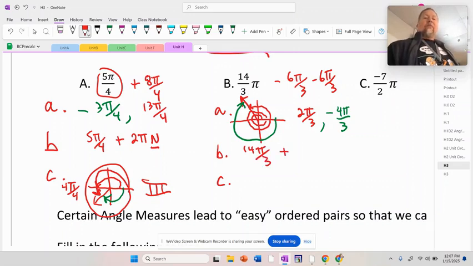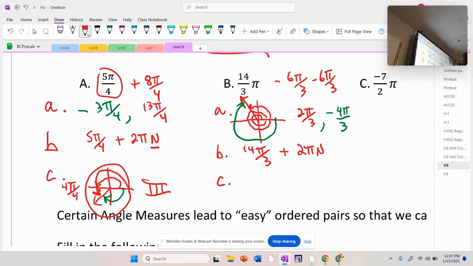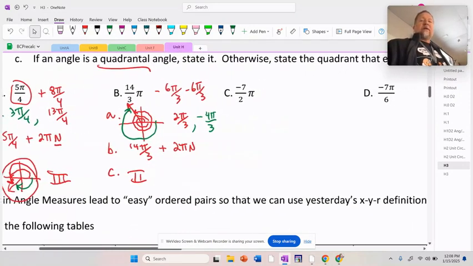And then why plus 2 pi n? Because n could be negative. n's an integer. If I plug in negative 1, I get 8 pi over 3. If I plug in negative 2, I get 2 pi over 3. If I plug in negative 3, I get negative 4 pi over 3. If I plug in 1, I get the next one later, which is 20 pi over 3. Right? I hope we're all okay. All right, and then we already know what quadrant. What quadrant are we in? 2. So we already got that from doing a drawing of 14 pi over 3.